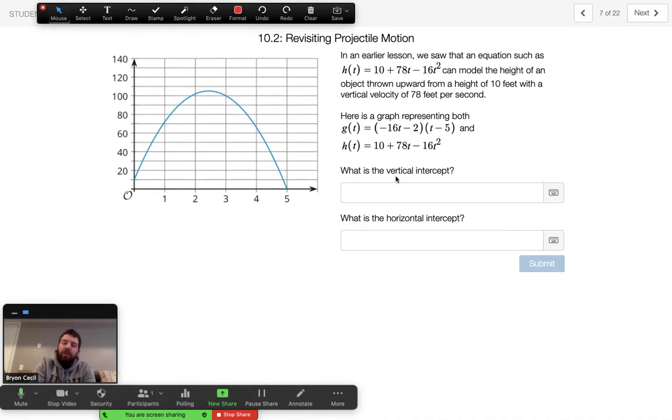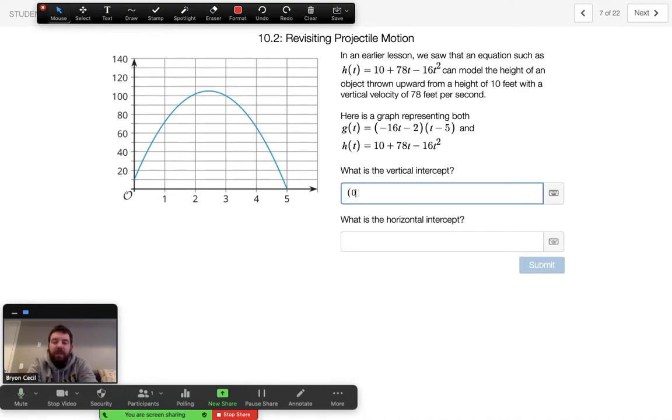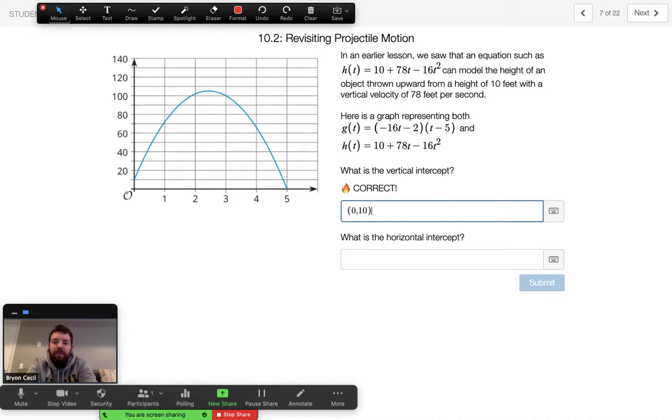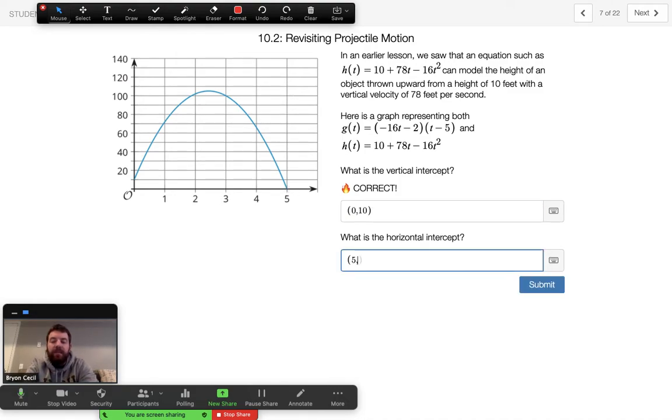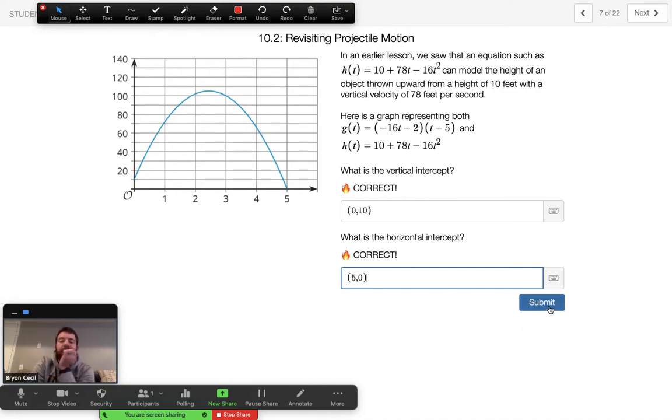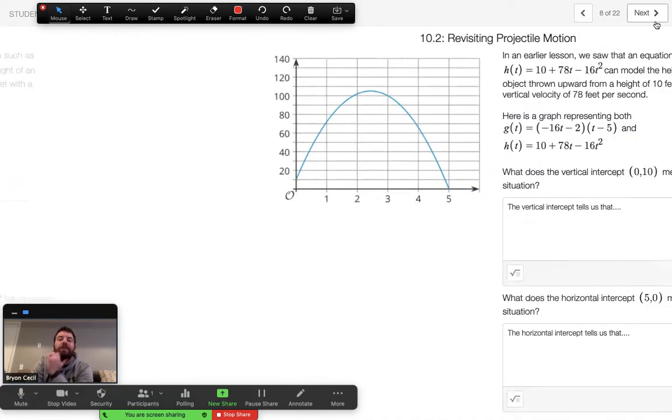So what is the vertical intercept, or in other words, what is the y-intercept? We look here, we see, hey, where am I starting at? Tells us we're starting at a height of 10, right? So that is, remember, it's xy, so 0, 10. What's my horizontal intercept, or where do I land at? We see here, that is 5, 0. Okay, so there we go, we're good.